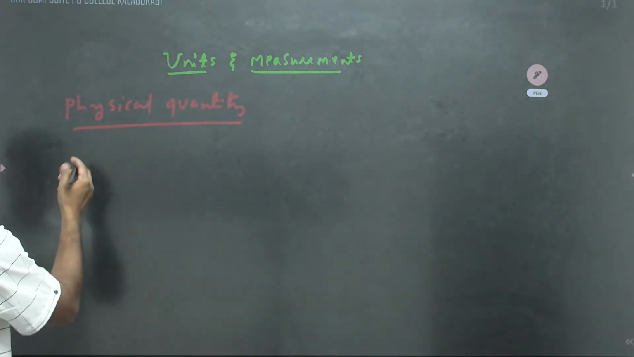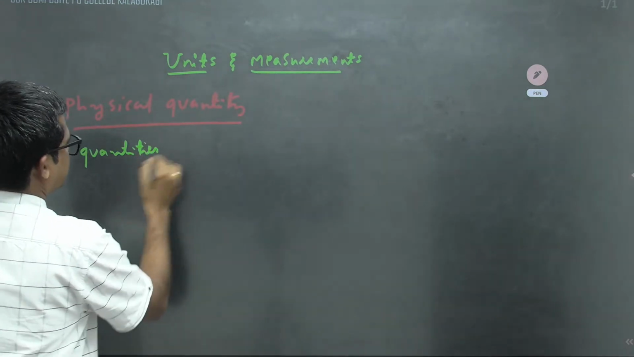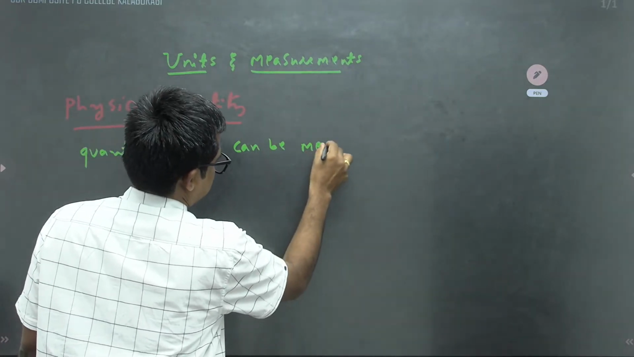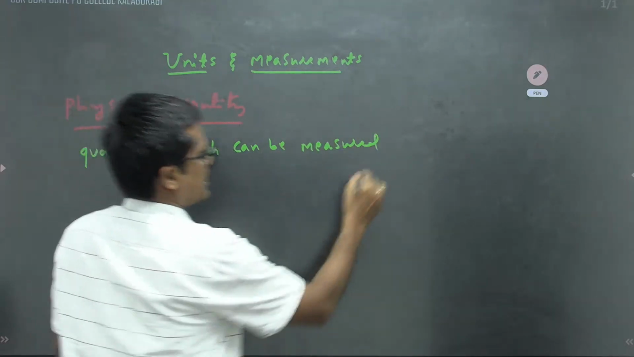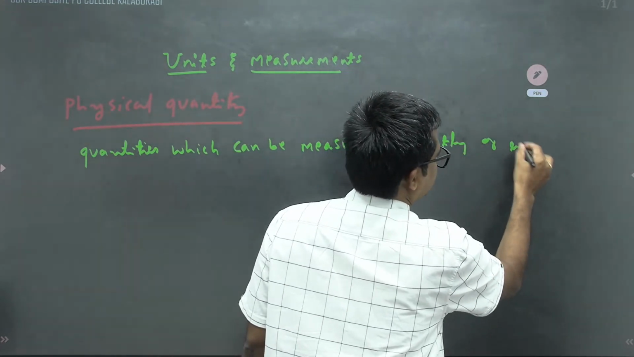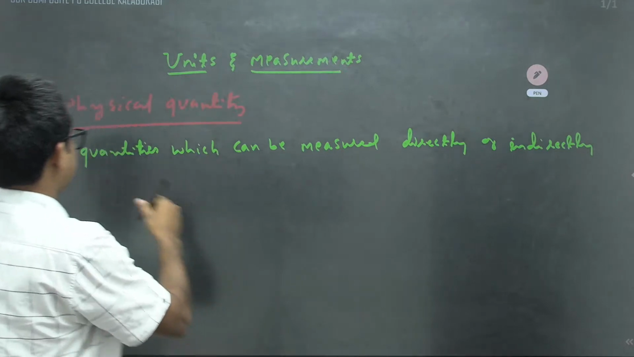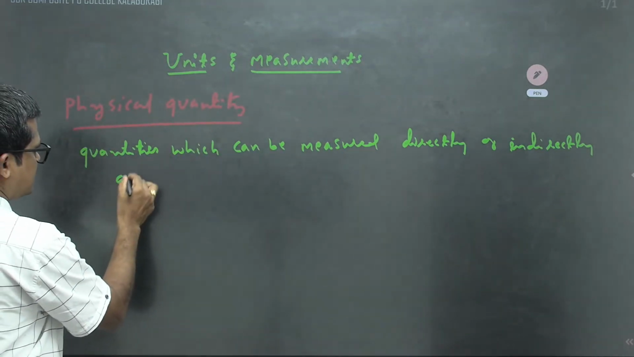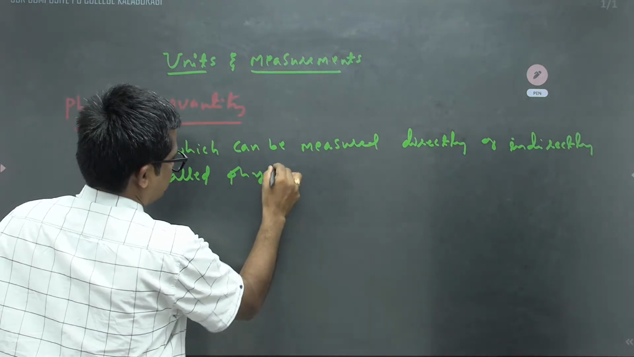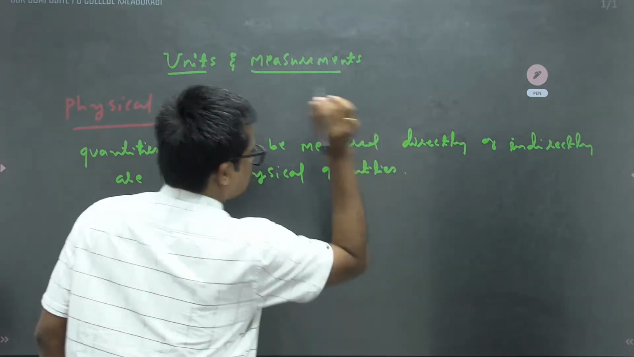What do you mean by physical quantities? Quantities which can be measured directly or indirectly by using physics laws are called physical quantities.